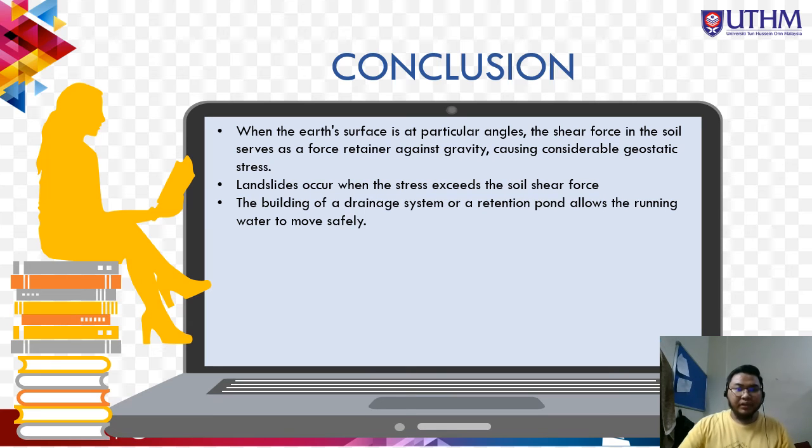Conclusion. When the Earth's surface is at a particular angle, the shear force in the soil serves as a force retainer against gravity, causing considerable geostatic stress. Landslides occur when the stress exceeds the soil shear force. Aside from that, development in the upstream area will increase the amount of water that flows downstream, contributing to land failure. The building of a drainage system or a retention pond allows the running water to move safely.